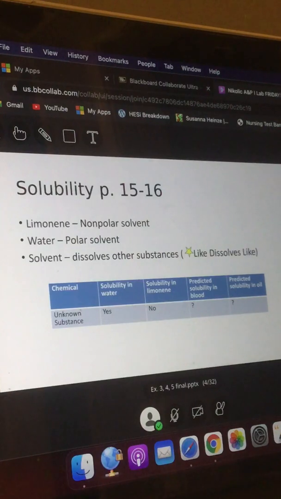So what I want you to do then is look on page 15, and the information that you see on this slide is related to the information that you see on page 15. Okay, so we're going to start these experiments. The first thing that you need to know is that limonene is a non-polar solvent. So you've got to know right off the bat what's going to dissolve in this. The only thing that's going to dissolve with limonene is something that's non-polar. Why? Like dissolves like, okay?